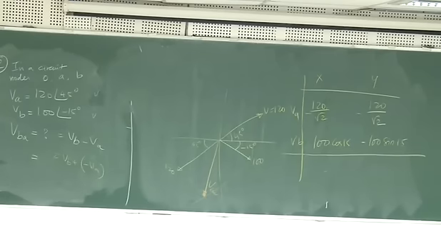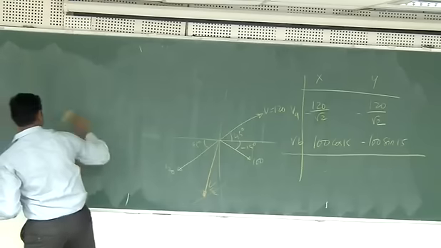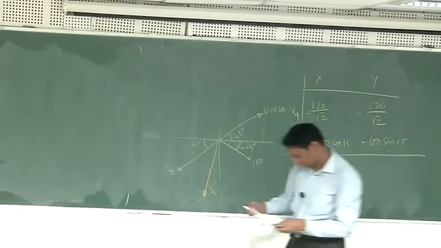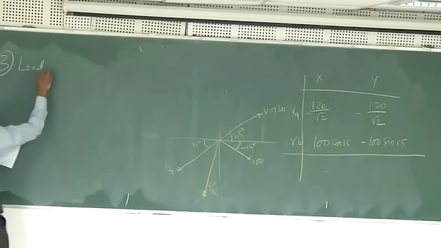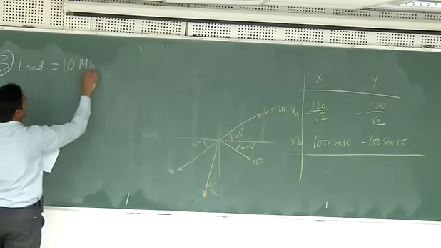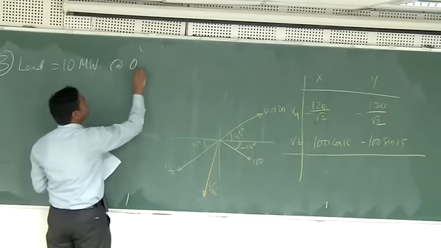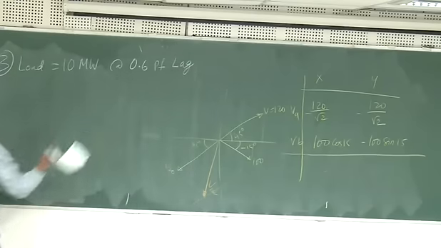Anybody? So, let's go to the third one. I'll write it here again. Okay, third one. Load is 10 megawatts. So suddenly we are jumping from small circuits to very large circuits. Load is 10 megawatts at 0.6 power factor lagging. So this is the load.